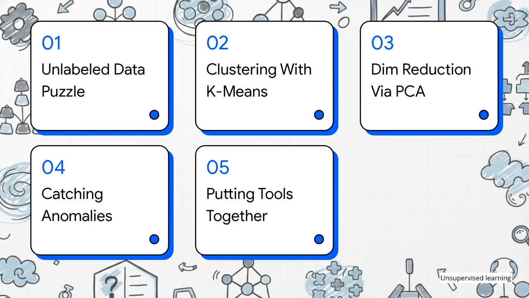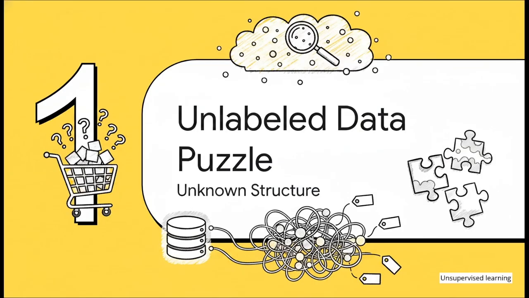We'll start with the unlabeled data puzzle, move into clustering with k-means, explore dimensionality reduction via PCA, catch some anomalies with isolation forest, and finally, we'll put all these tools together into a real pipeline. All right, kicking things off with Section 1, the unlabeled data puzzle, discovering unknown structure.